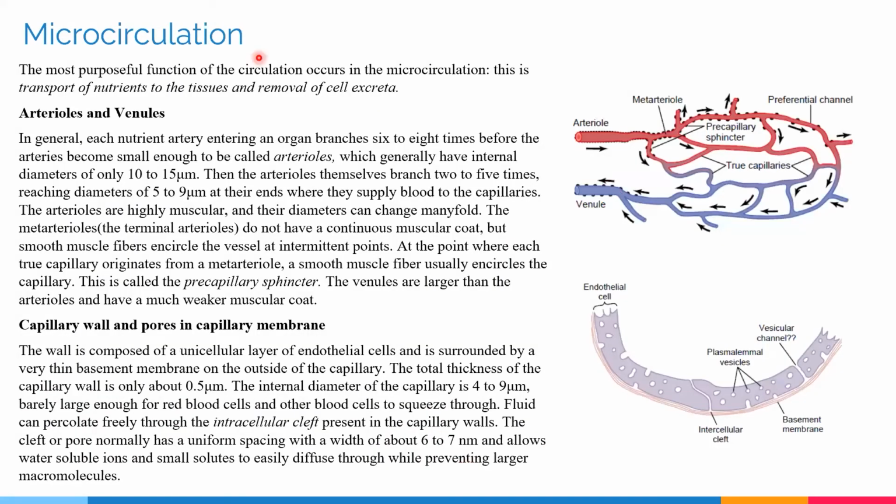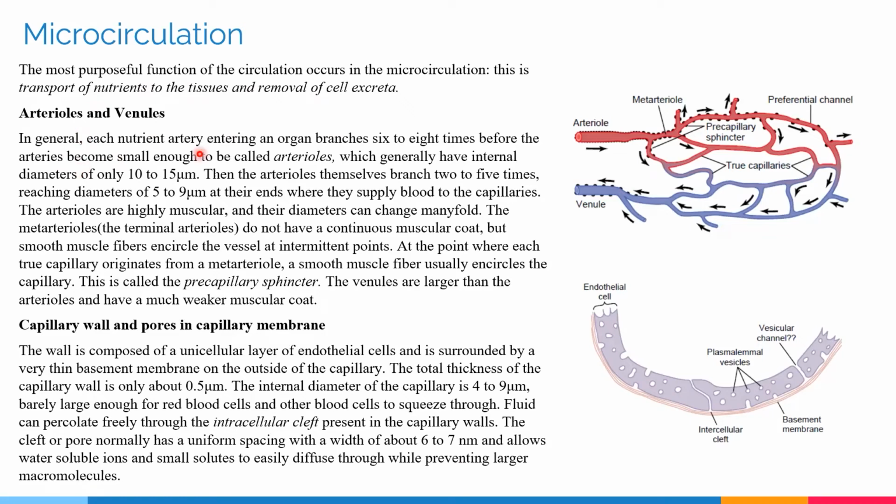Next, we move on to the microcirculation. The most purposeful function of the circulation occurs in microcirculation. This is the transport of nutrients to the tissues and removal of cell excreta. Microcirculation occurs at the smallest level, that is at the level of capillaries, arterioles, and venules. So we will first look into the function of arterioles and venules.